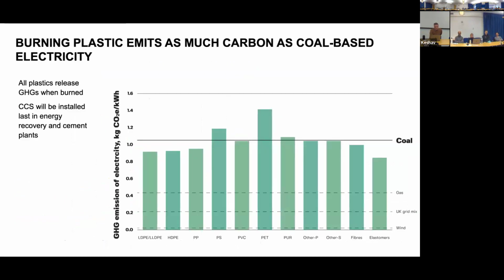But when you burn a plastic, and these are based on the emissions released per equivalent megawatt hour or kilowatt hour of electricity generated, burning plastics in many cases is worse than coal.